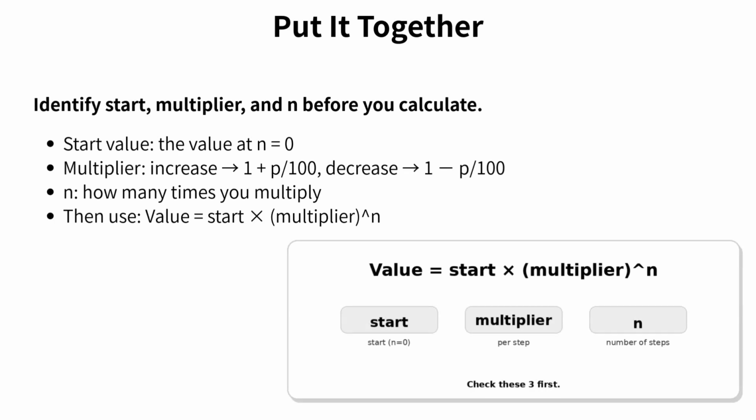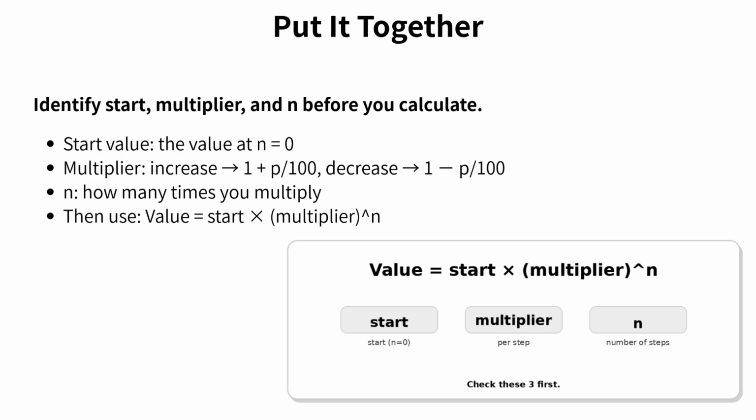Now let's put everything together. Every exponential model question on the SAT becomes easier when you identify 3 things first: the start value, the multiplier, and n, the number of steps. Start value is the value at n equals 0, the beginning of the process. The multiplier is the percent change written as one number you multiply each step: 1 plus p over 100 for an increase, or 1 minus p over 100 for a decrease. And n is simply how many times you apply that multiplication. Once those 3 pieces are labeled, the model is automatic. Value equals start times multiplier to the power n.